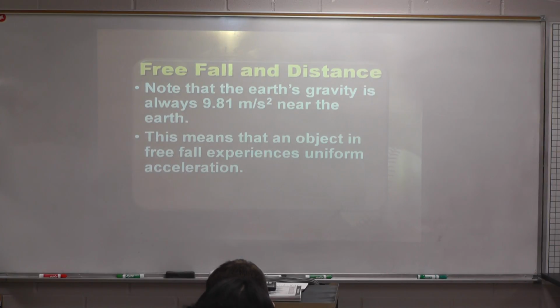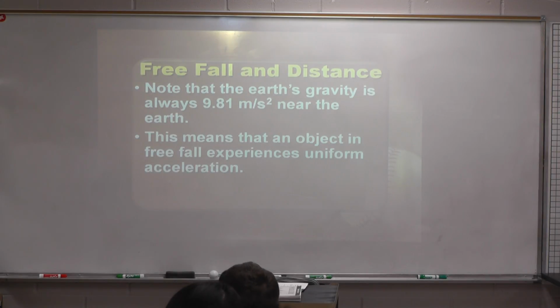Okay, it says note that the Earth's gravity is always 9.81 meters per second squared, but then it says near the Earth. Why does it say near the Earth? Because gravity gets weaker and weaker the further you go. Everybody hear what Mari said? Say it louder, Mari. The Earth's gravity gets weaker the further you go away.